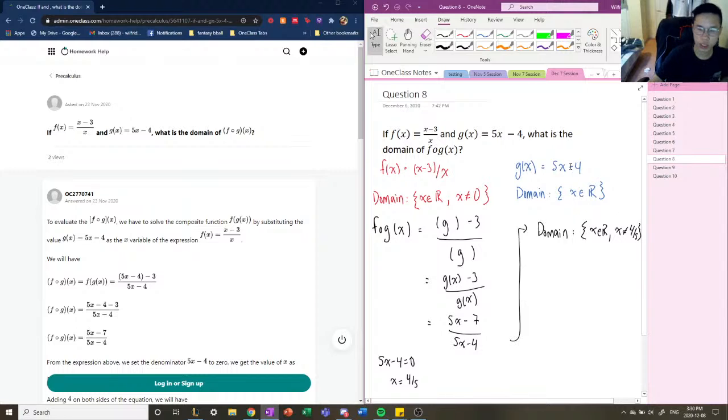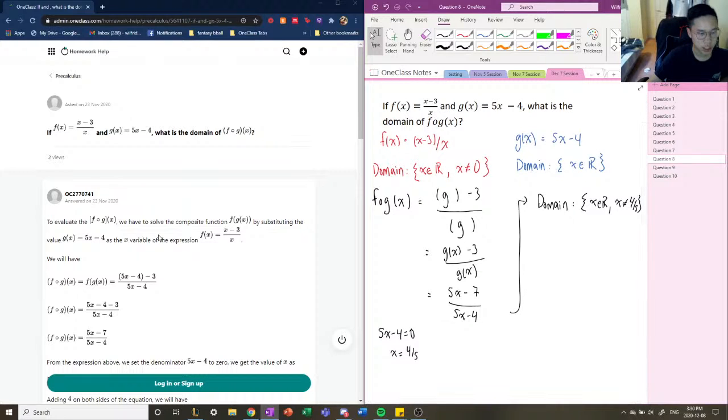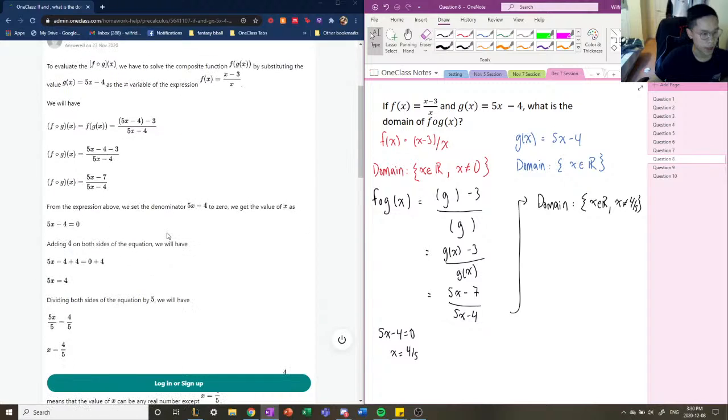Okay, so we can see that by applying the compositional function here, our domain is totally and entirely different from the domains of our two independent functions. All right, so that's a case where the domains are different.